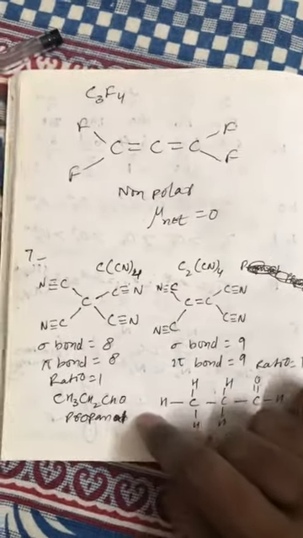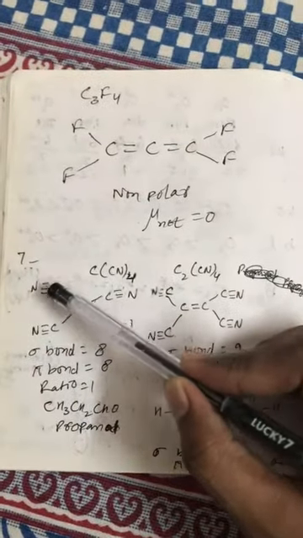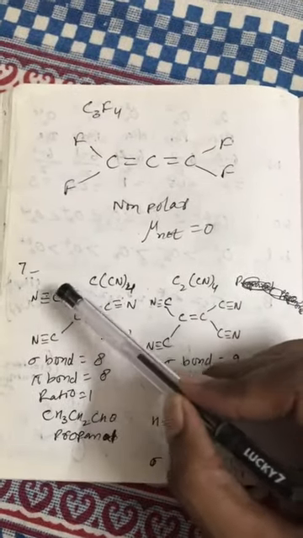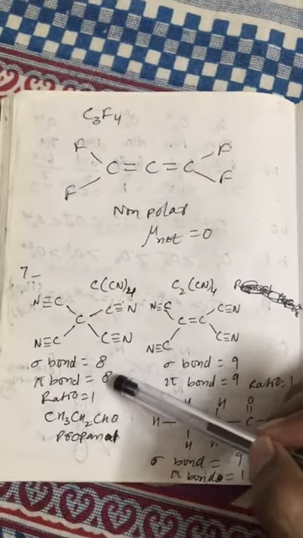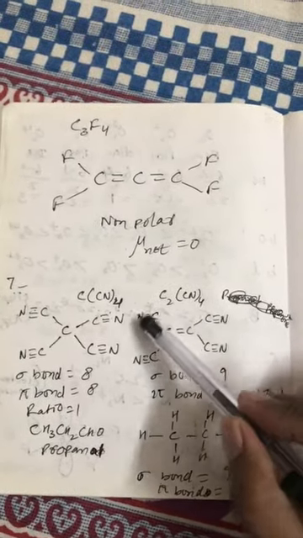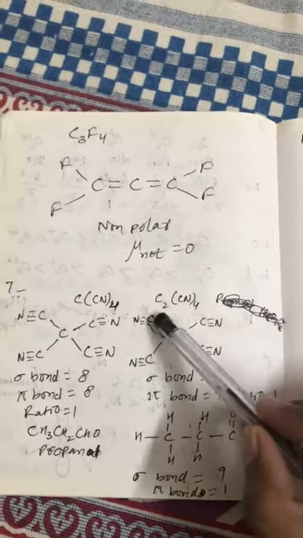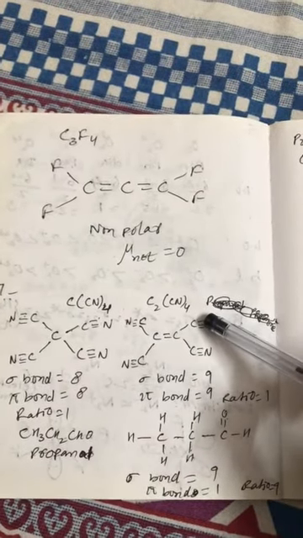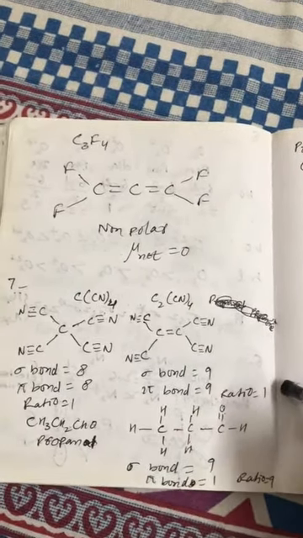Now the number of sigma bonds in this: 1, 2, 3, 4, 5, 6, 7, 8. So 8 sigma. Now pi: 2 plus 2 plus 2 plus 2, so pi bonds are also 8. So the ratio will be 1. Now in this C2(CN)4, sigma bonds are 1, 2, 3, 4, 5, 6, 7, 8, 9. So 9 sigma bonds. Pi: 2 plus 2 is 4, plus 1 is 5, plus 2 is 7, plus 2 is 9. So 9 sigma bonds, 9 pi bonds. So the ratio will be 1.